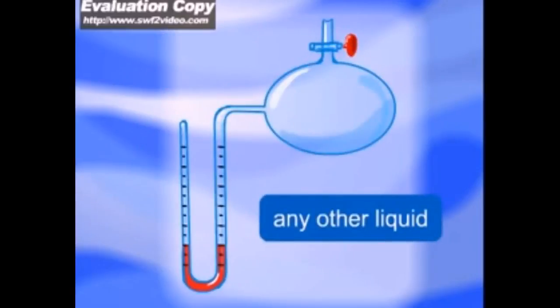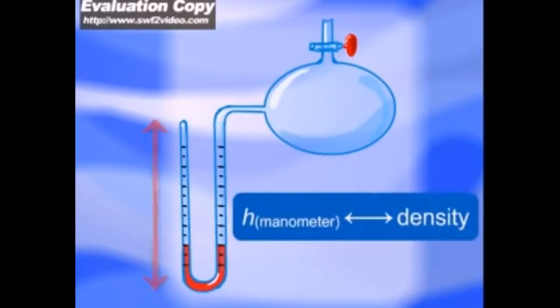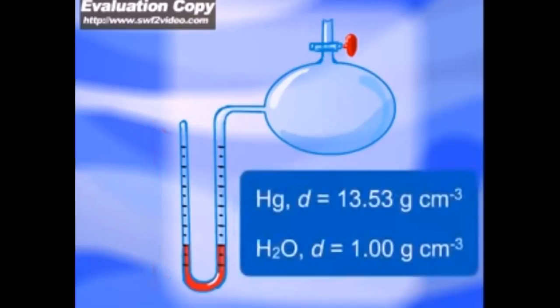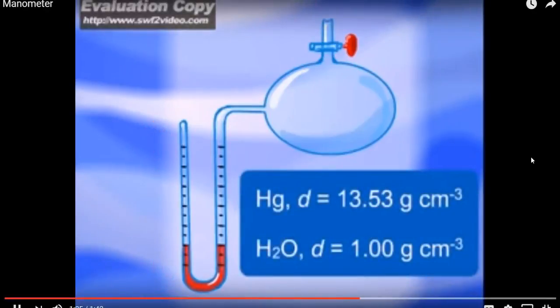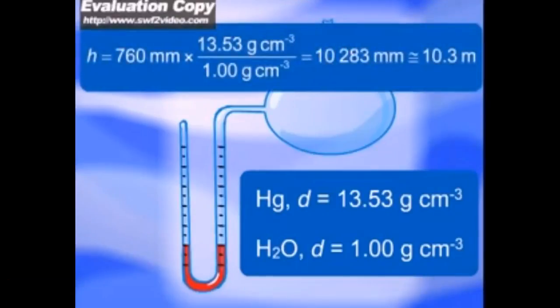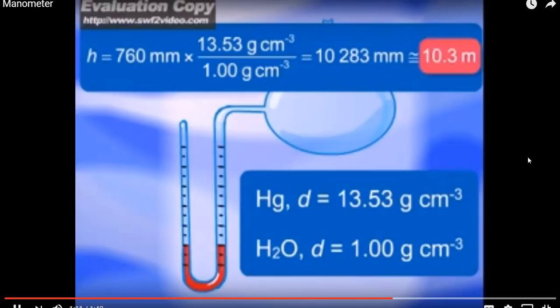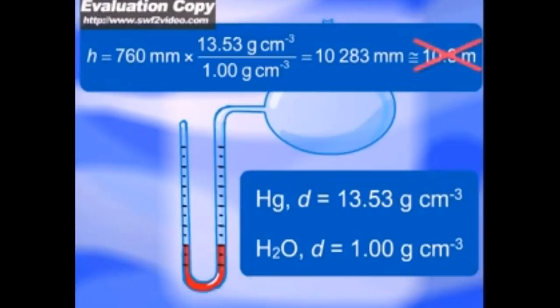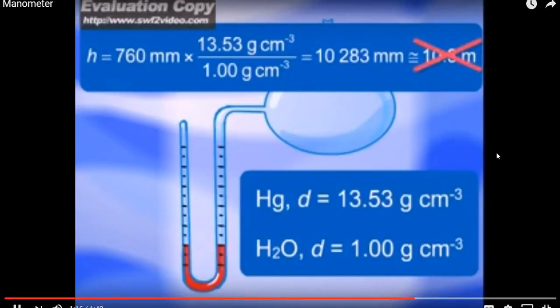Any other liquid can be used in a manometer. However, the height of the manometer depends on the density of the manometric liquid. Water is more than 13 times less dense than mercury. Therefore, the water-filled manometer would need a height of about 10 meters. The use of such a manometer would be rather awkward.